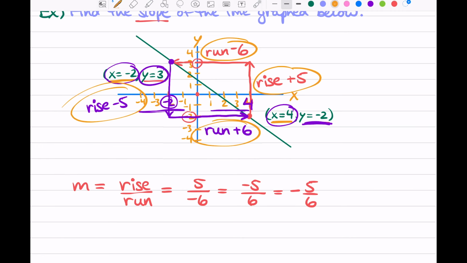So how do we interpret this -5/6? It's important to understand what are we doing? What do these numbers mean? Let's think about it step by step. So this right here, we said we rise 5 for every 6 units we run to the left, right? Every time, that's what this example up here was, these two circles. We go 5 up for every -6 we go to the left.